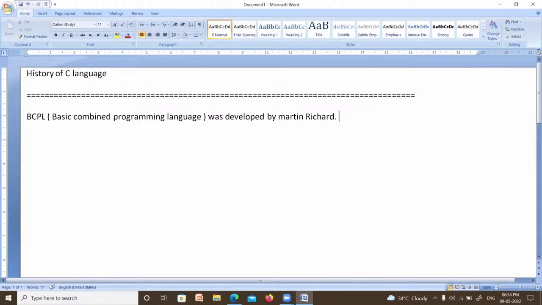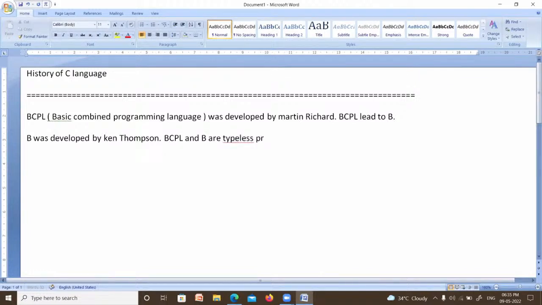From BCPL, they developed one more language. The name is B. Who is the developer of B? B was developed by Ken Thompson. Actually, the languages BCPL and B both are typeless programming languages.